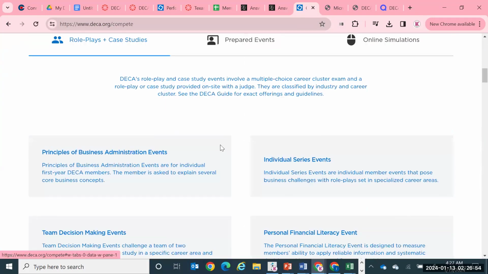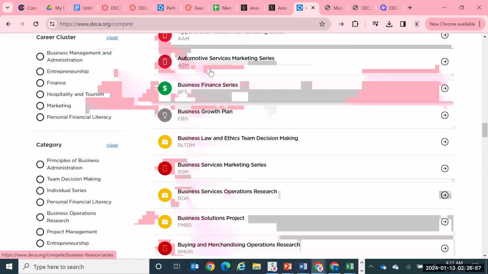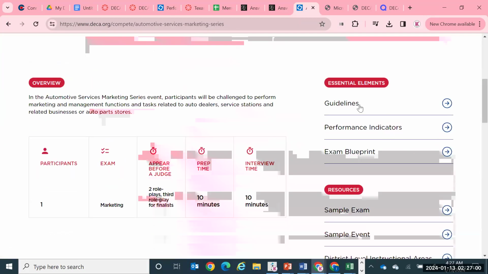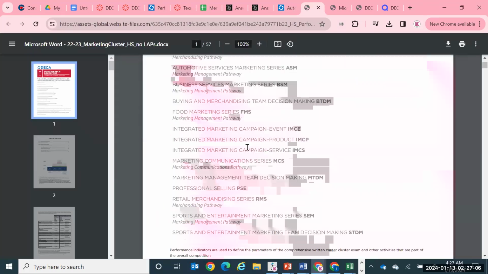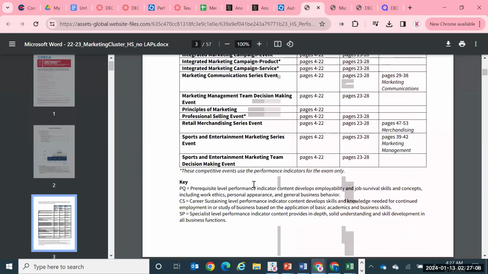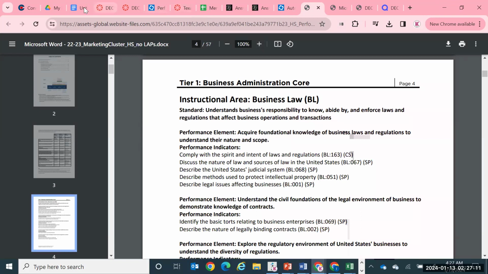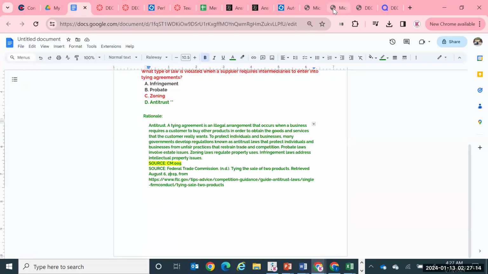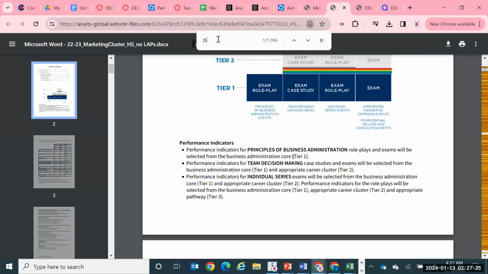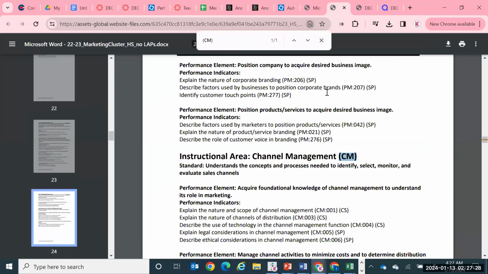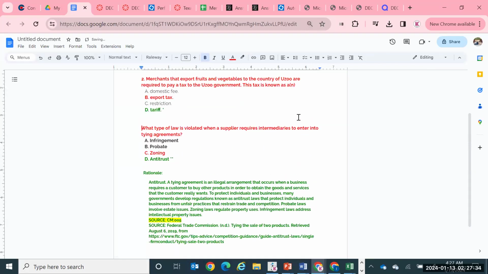You go to this and you go to find your event. So I'm going to pretend like I'm in automotive services marketing. When I go into this, you're going to see your guidelines for your event, your performance indicators. If you click on this, it tells you all the performance indicators you're supposed to know for your event. Going back to this doc, this says CM. If you go to your performance indicators, you can do Control F on your keyboard, and it's going to bring up this find button. I'm going to put parentheses, CM, parentheses. It tells me the instructional area is channel management. So above this one, I can put channel management.